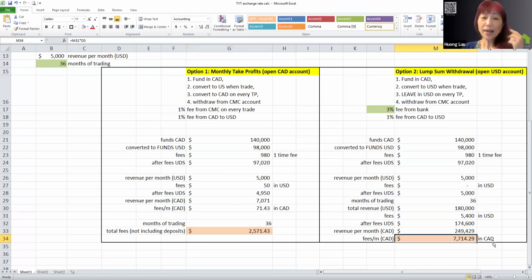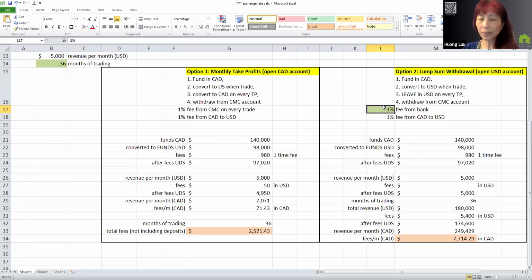So this to me still doesn't really make a lot of sense, because you would think with every single take profit, if I'm paying 1% and I'm doing a lot of take profits, this fee would go up and at some point would be more expensive than this 3%. But then I have to remind myself that this 3% is on the total amount that I'm withdrawing. So if I have more take profits, I'm going to have more revenue, more potential cash to withdraw.